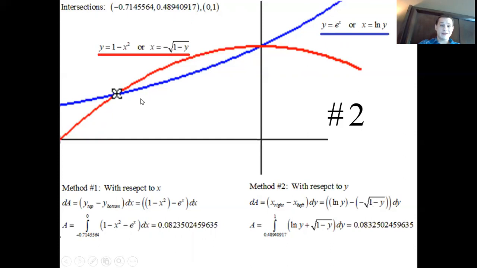So where do they intersect? What's the lowest y value they're at? Whatever the y coordinate is of this intersection over here, which was 0.48. Then all the y's go all the way up to this top intersection right here, which is at y equals 1. So those are your limits of integration. You plug them in, let your calculator do it, and you get the same thing, as you should, because you're finding the area between these two curves. It shouldn't matter if you do vertical strips or horizontal strips. Either way, you should be getting about 0.08. And that's your answer for your warm-up.